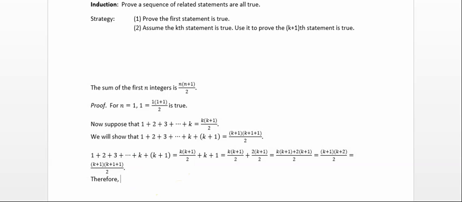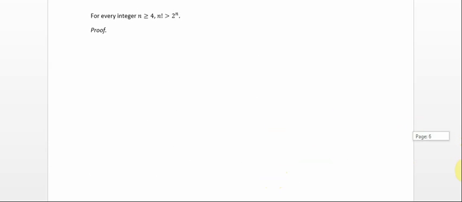Therefore, I can say 1 plus 2 plus 3 plus ... plus n equals n(n+1)/2 for all integers n. I knocked all the dominoes down. Okay. All right, let's do another example that has a different feel to it, but it'll still be induction.